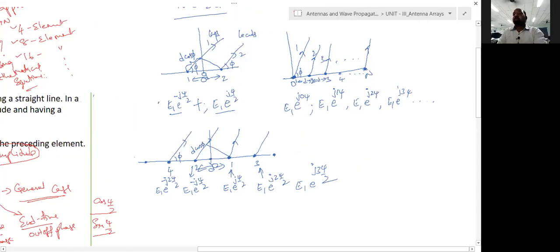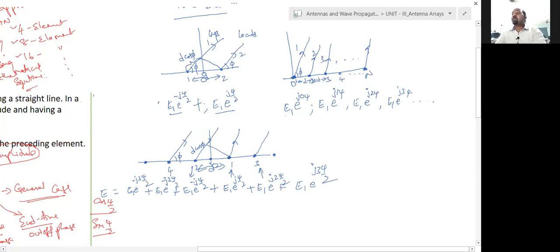So if one more element is there, right here, this can be written as e power minus j 3 psi by 2. Like this. Therefore, the resultant electric field is the sum. Adding all these, you will get the resultant electric field.